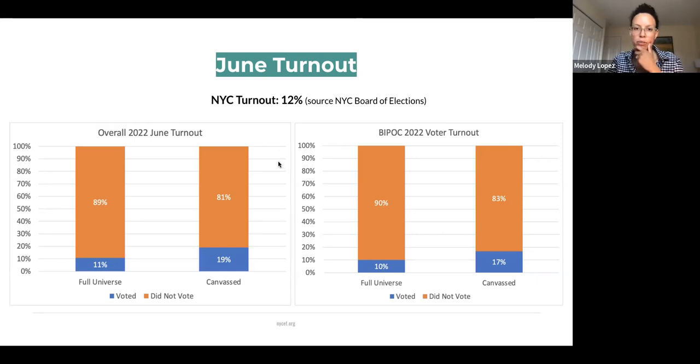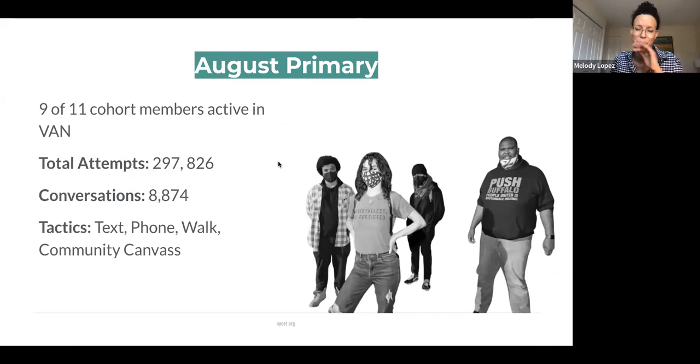I'm going to take us now to August, which I really want to caveat. I consider it, from a data perspective and an organizing perspective, a real anomaly. I hope we don't find ourselves in this situation again, where we find out in the spring that there's going to be a primary a few months later. But despite that, folks still managed to make some work happen, even though it was unanticipated. Folks did not necessarily have additional resources beyond what they had already planned to expend in June and November.